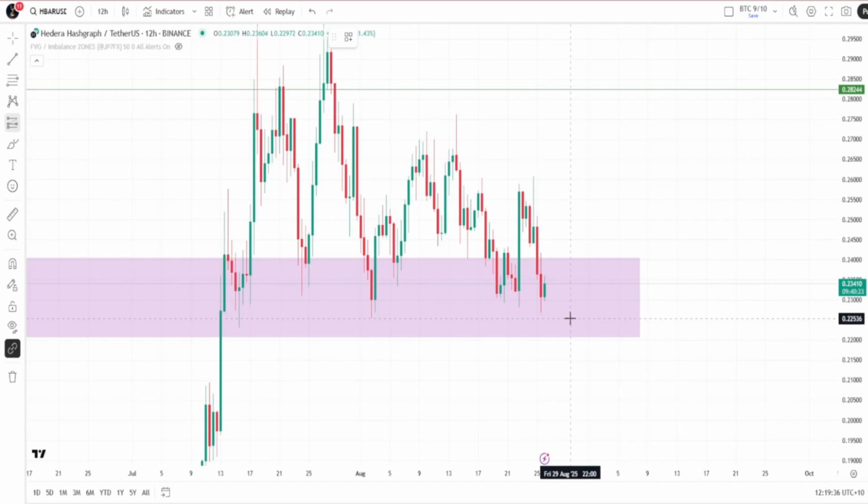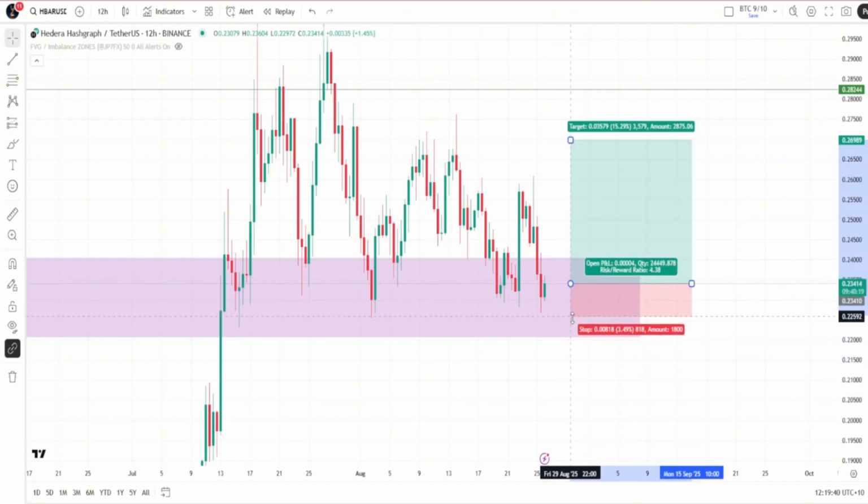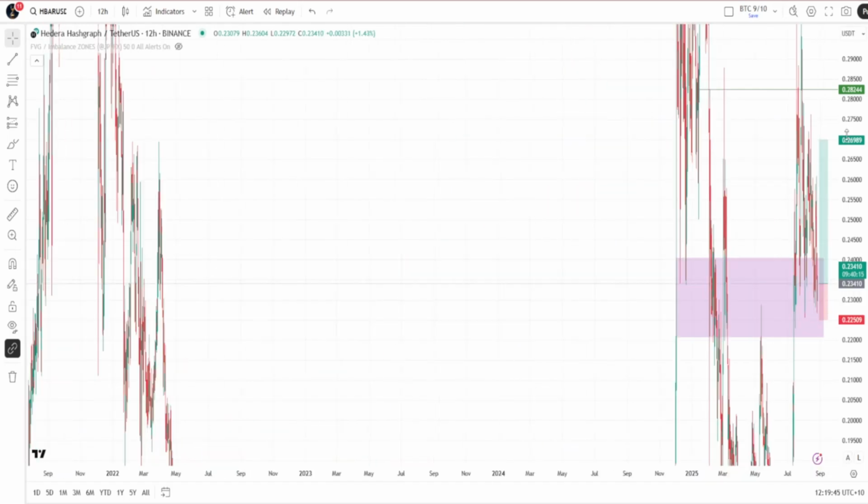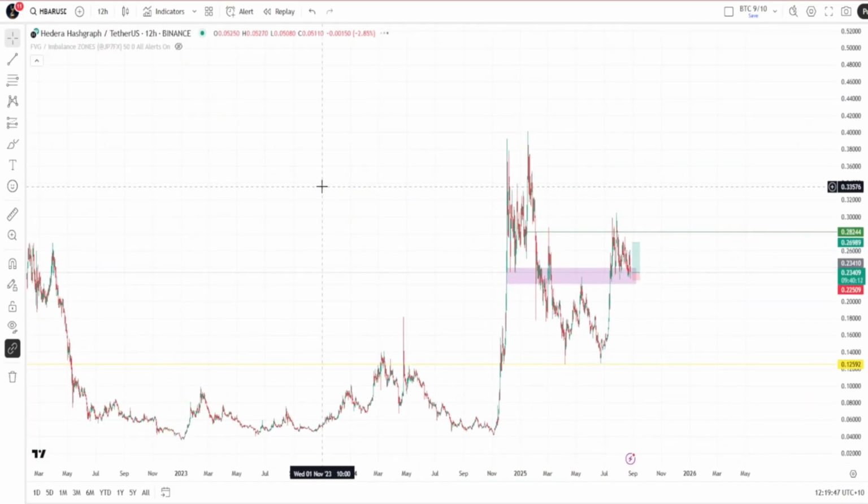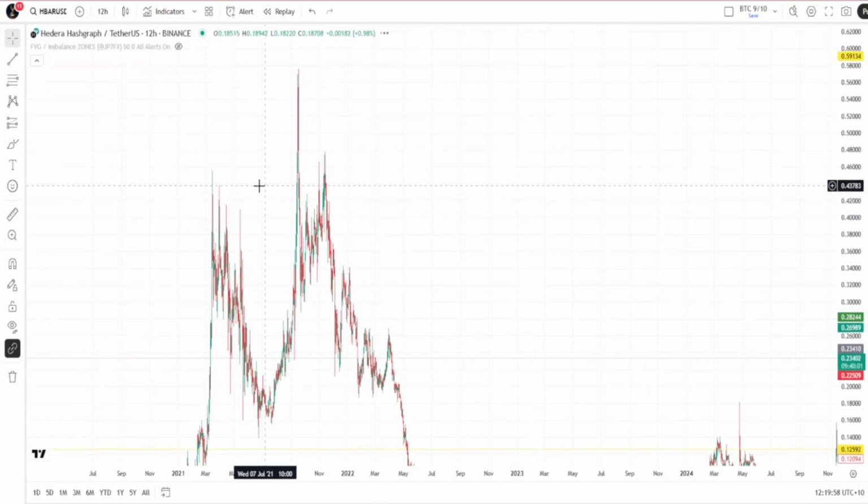So if we draw that up, that's most likely going to be our entry at where price is right now. Stop loss just below this low here, as I don't think that should get taken out. And as far as higher time frame targets go on HBAR, I am looking at minimum for it to make it back to these highs set back in 2021 here.